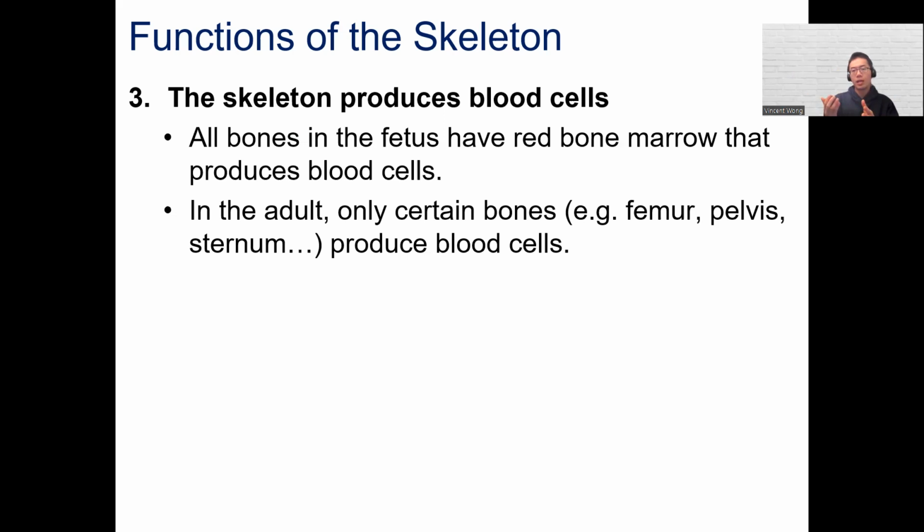Okay, so these include bones like femur. Femur is like your thigh bone. It's the longest bone in the body. The pelvis, the sternum, right? So all these sites will still have active red bone marrow, but as we age, some of the red bone marrow gets converted into yellow bone marrow, which is primarily just fat, right, for storage of fat.